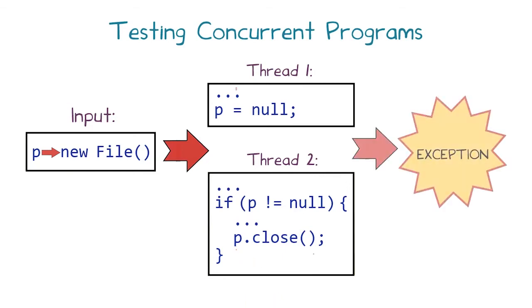However, if the thread schedule were different, for example, if the entirety of thread 2 finished executing before P were assigned null by thread 1, or if P were assigned null by thread 1 before thread 2 executed, then the bug would not be triggered. In summary, uncovering bugs in concurrent programs requires not only discovering specific program inputs, but also specific thread schedules. In this section, we will focus on techniques for finding thread schedules that trigger bugs on a given input.